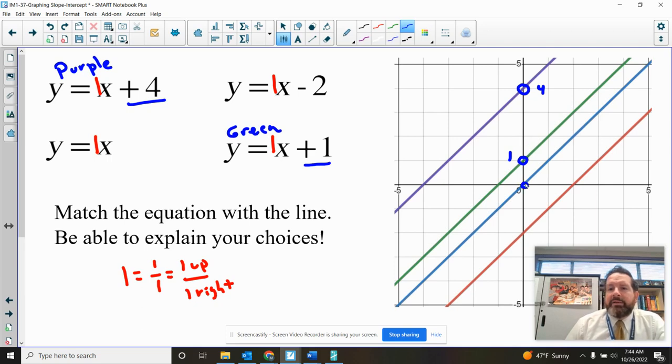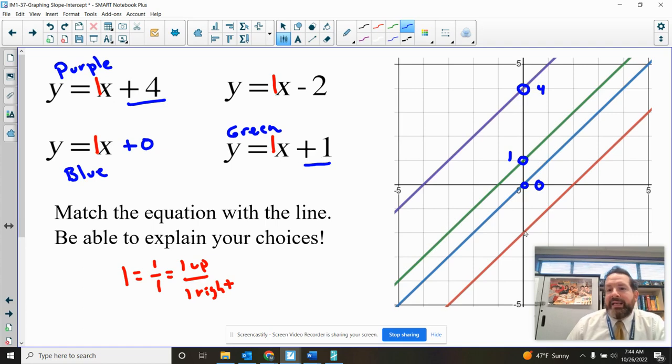The blue line crosses through the origin. That's at a height of 0. So there'd be a +0 on the end. But since +0 doesn't change anything, we typically don't write it. So this one's going to be the blue line.